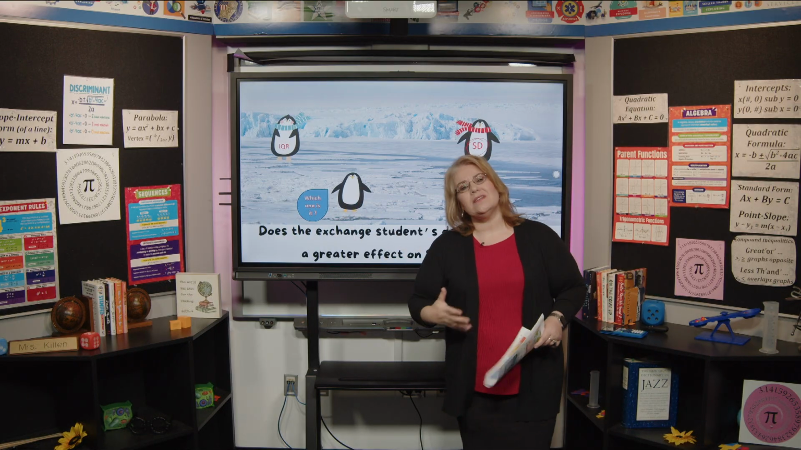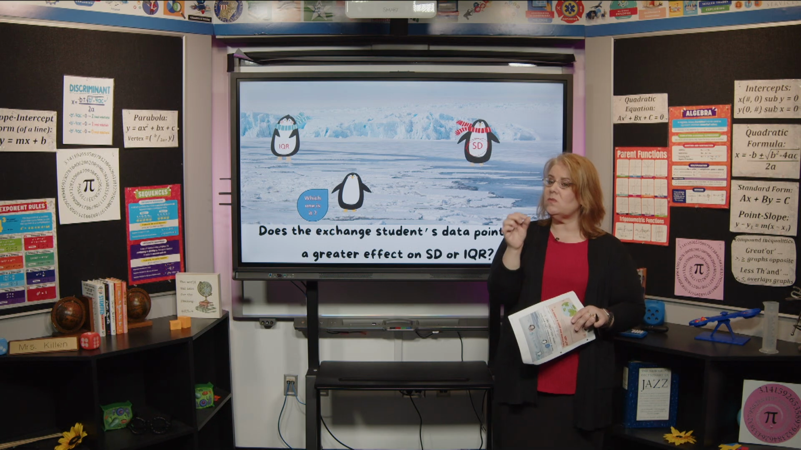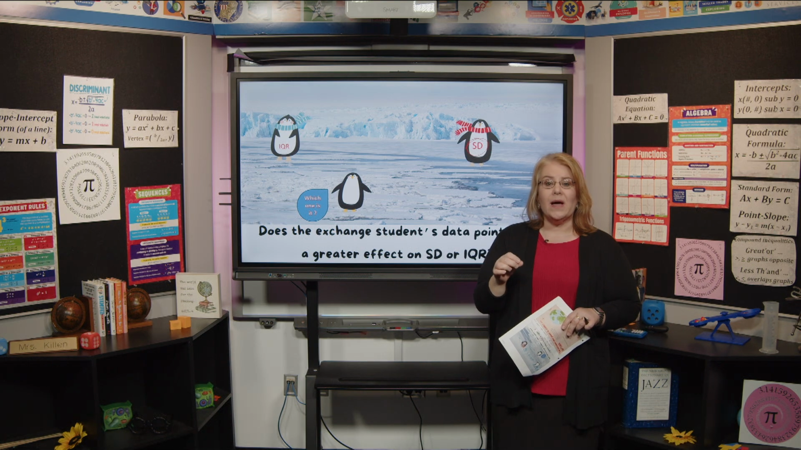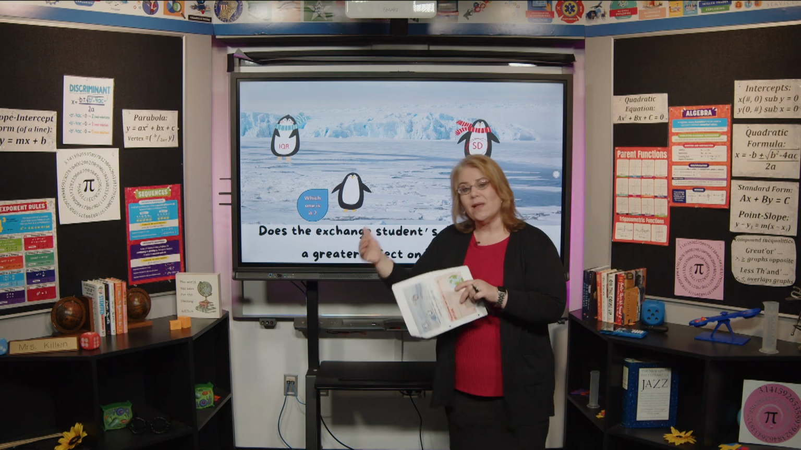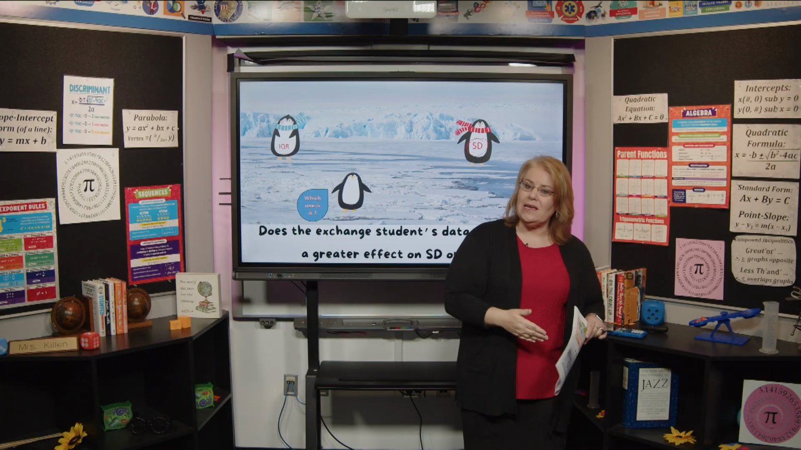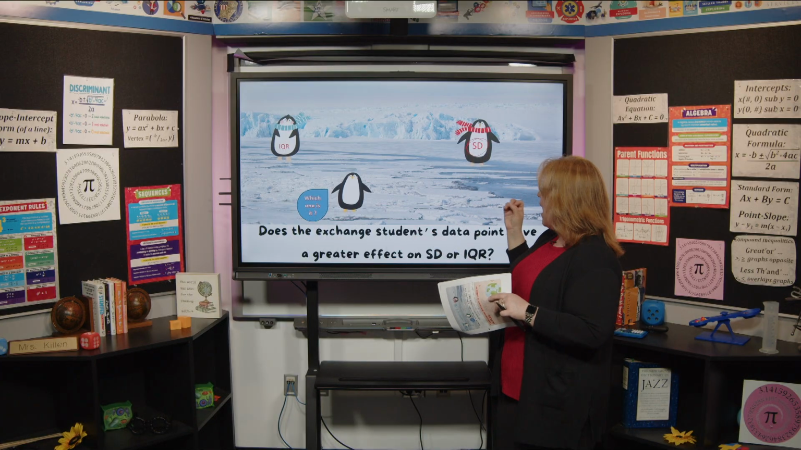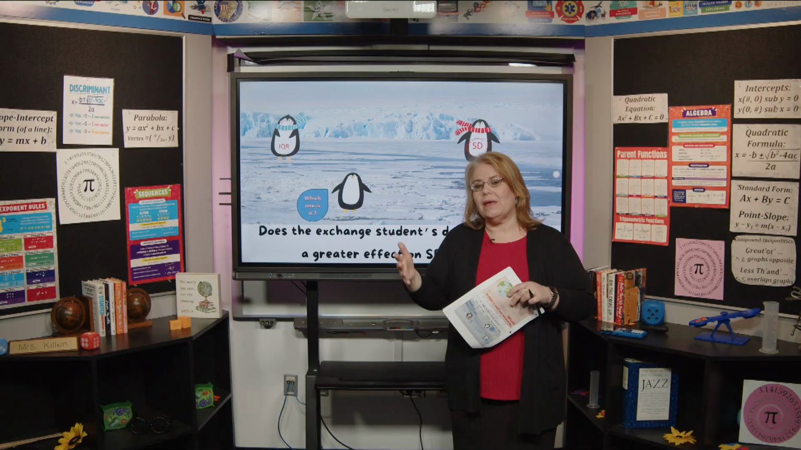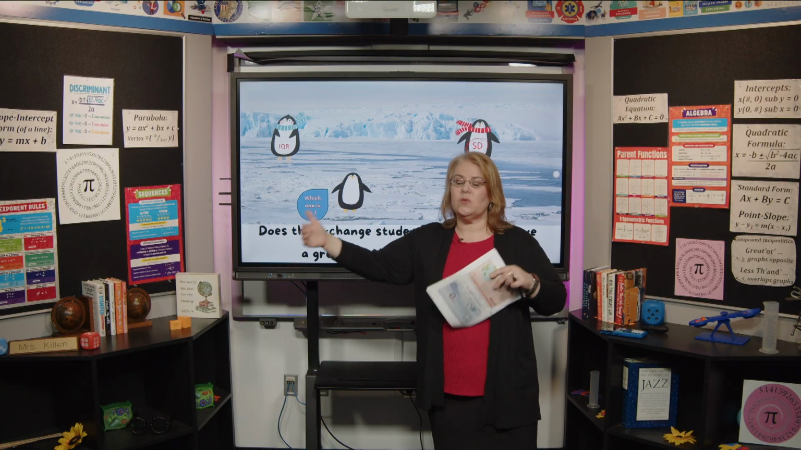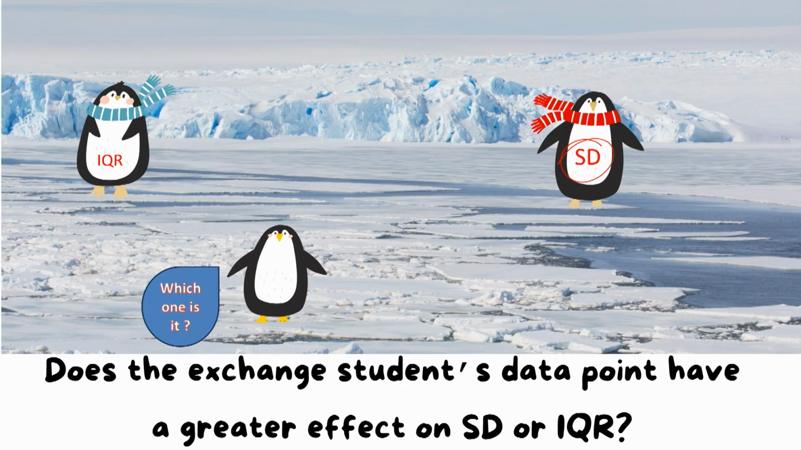Well, Ms. Killen, why do you say it's our standard deviation? Because what did we say about standard deviation? It's the distance between our data points and the mean. So even though our outlier changes our mean, it's still the distance between that mean and that outlier. So it is going to affect our standard deviation, or the spread of our data.